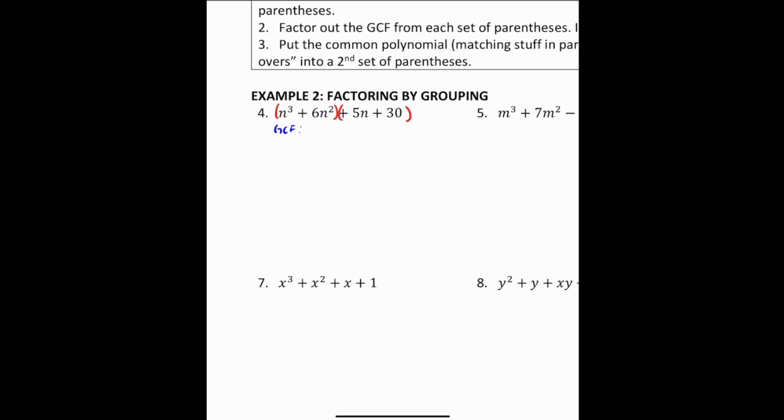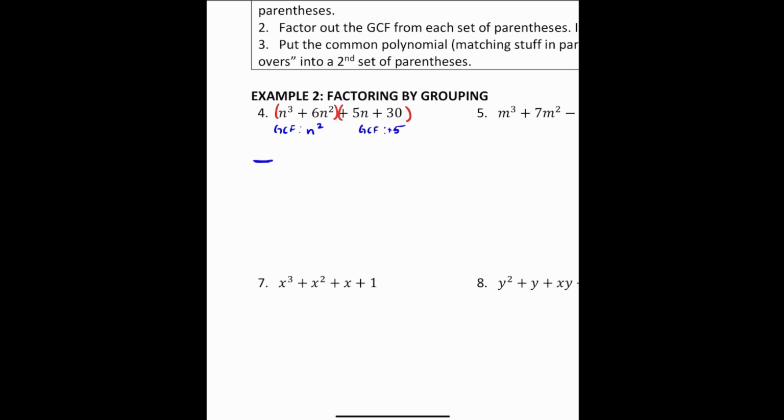What is the largest factor that goes into n cubed and 6n squared at the same time? That would be n squared, because n squared is the largest factor that goes into n cubed and 6n squared at the same time. Alright? Now, let's take a look at this second group here. The GCF of the second group would be positive 5. Since there's a positive sign here, I just want to remind myself by writing positive 5 as we put it all together. So let's go ahead and build.